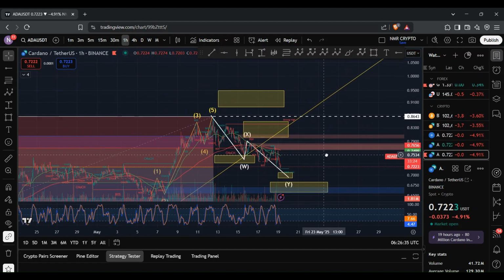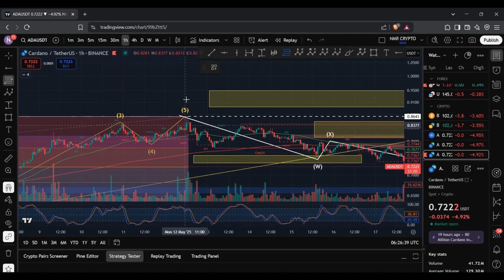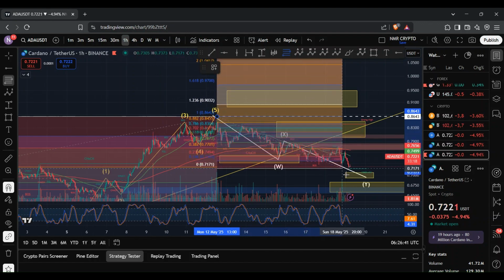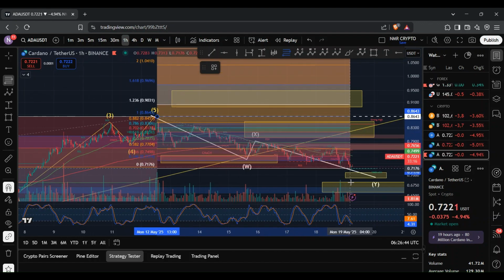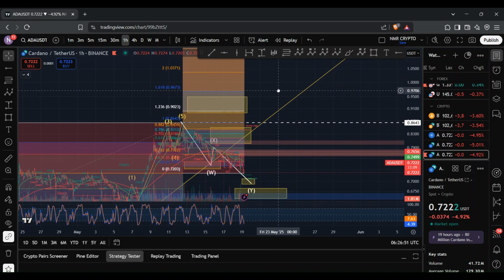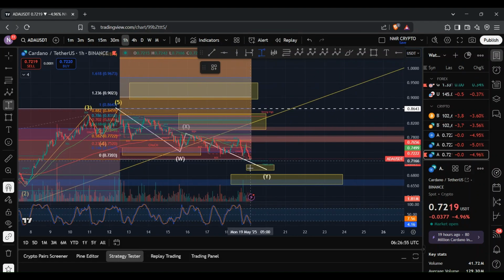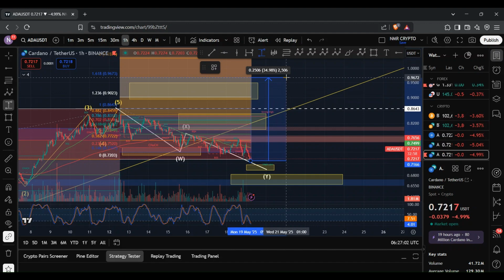And for argument's sake, if we have bottomed out to complete the 4th wave, then we can anticipate ADA to reach anywhere between the 1.236 to 1.618 retracement level. So anywhere between 90 cents to 96 cents to complete the 5th wave. And from the current price of ADA to, say, the 1.236 retracement level, we're looking at a 26% move to the upside. Or if we reach the 1.618 retracement level, we're looking at a 34% move to the upside.